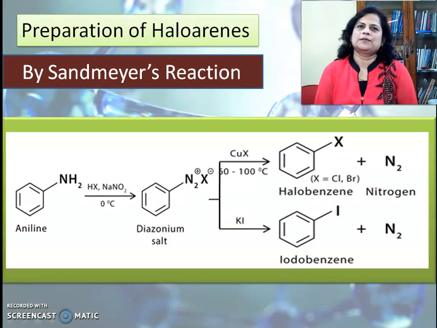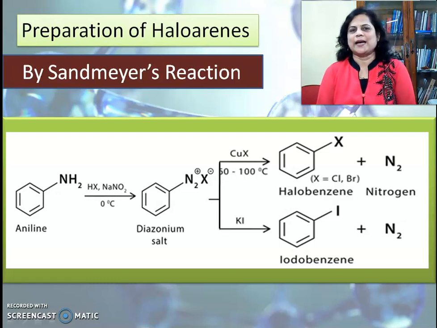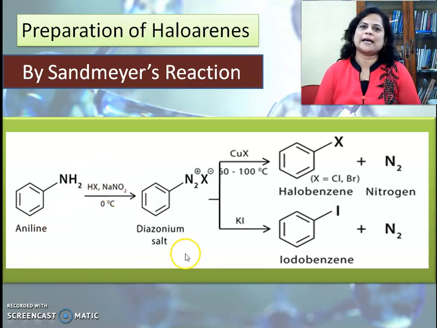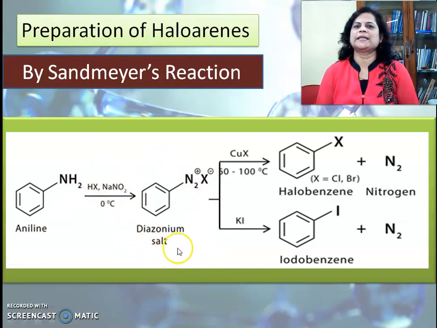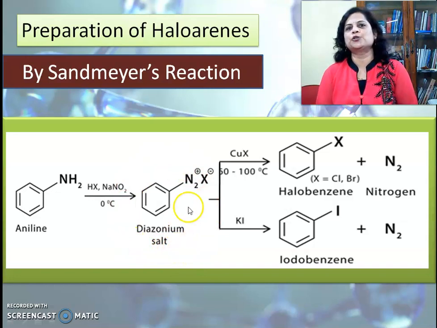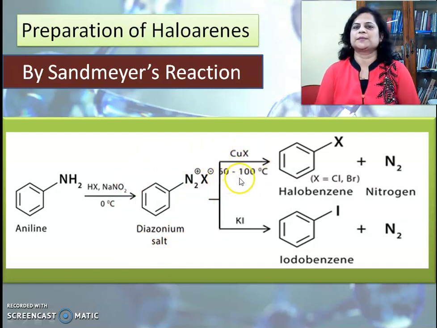And the last reaction for the preparation of haloarenes is the Sandmeyer reaction. In the Sandmeyer reaction, what reactant is required? That is aniline. Aniline, with HX and NaNO2 at lower temperature, forms benzene diazonium salt. And when the benzene diazonium salt reacts with cuprous halide, it forms the respective halogen compound. Now see, if you are using cuprous chloride, it forms chlorobenzene. With cuprous bromide, it forms bromobenzene. And fluorides are again not prepared by this method.